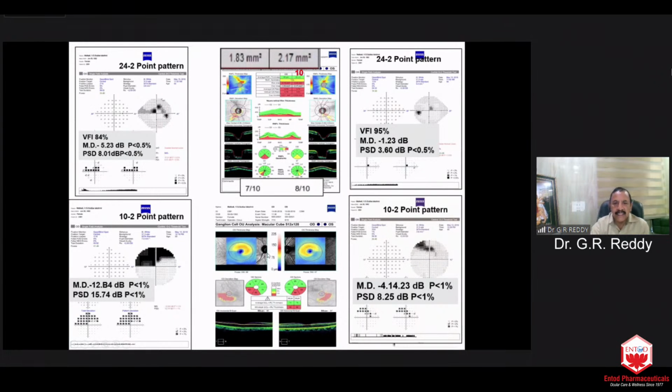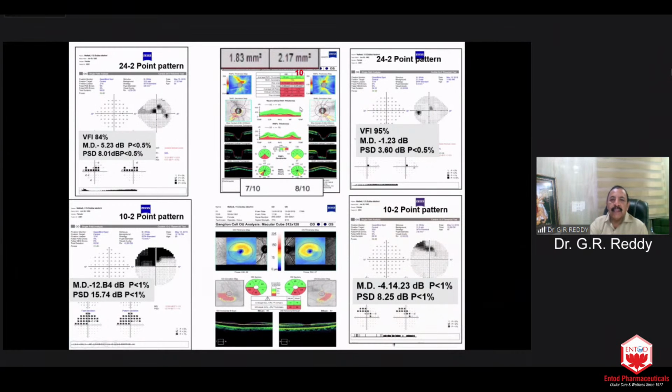But if you take the 10-2 and the ganglion cell analysis, there is a huge defect in the ganglion cell analysis. So the most important thing is taking the correct test. In this patient, if you don't take the 10-2, you are likely to miss it. If you don't ask for ganglion cell analysis, you are likely to miss it. So the most important thing is asking for the correct test, whether you want 10-2.